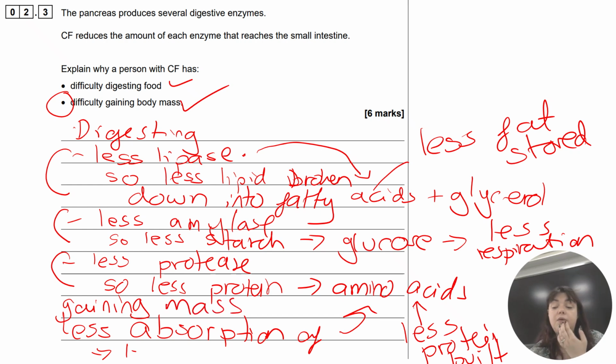So again, if you've not mentioned gaining mass, but you've done the bit about digestion really well, the maximum marks you can get is 4. So please make sure that if you are told by the exam paper to include something, that you include something. Okay?